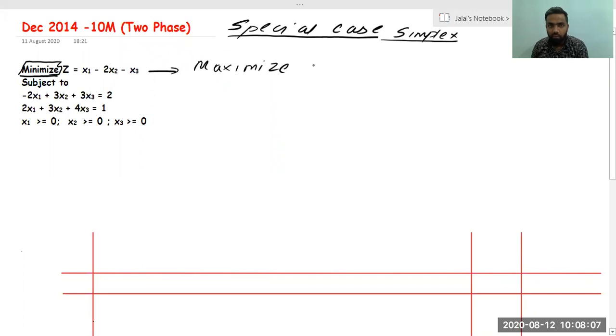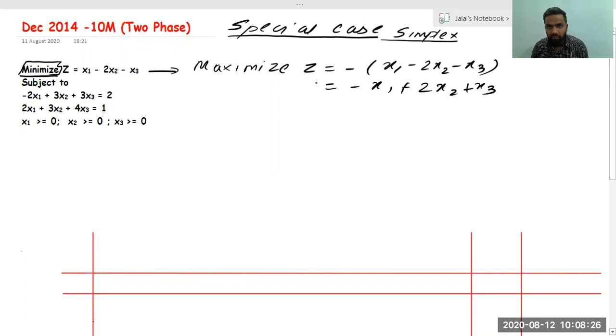When you convert it into maximization, it will be minus z equal to minus of whatever is there, x1 minus 2x2 minus x3. So this will come out to be minus x1 plus 2x2 plus x3. This is the first step that we need to do. If the question is about minimization, we need to convert it into maximization. How do we convert it? Just by changing the sign of the coefficients of z.